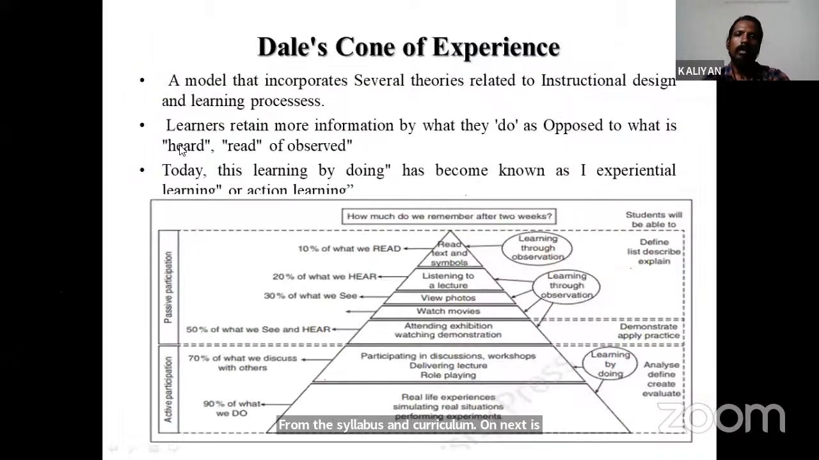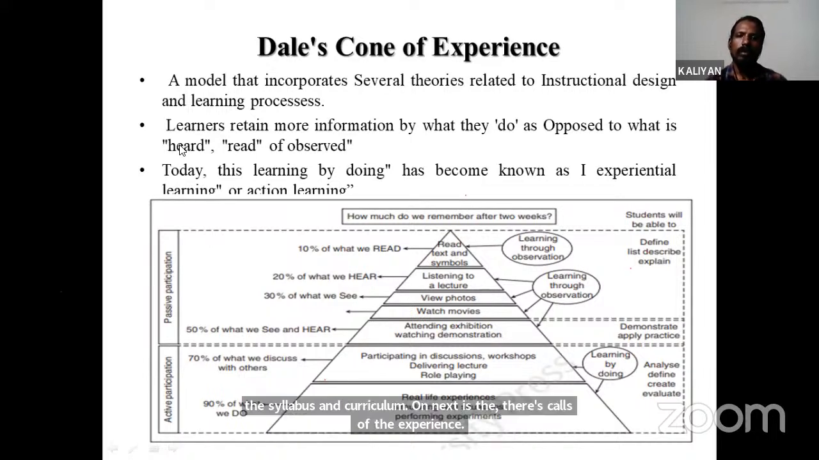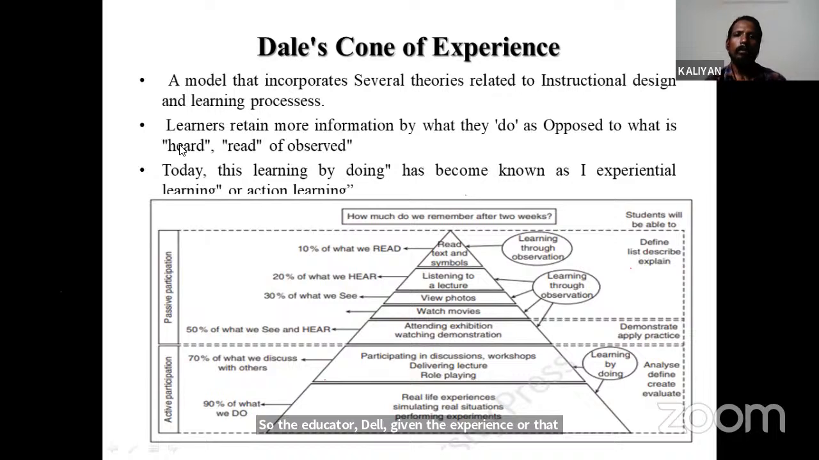Next is Dale's Cone of Experience. The educator Dale gave this model of experience for teaching and learning. The model incorporates several theories related to instructional design and the learning process. Learners retain more information by what they do as opposed to what they hear, read, or observe. Our learning is mostly based on hearing, reading, and observing.